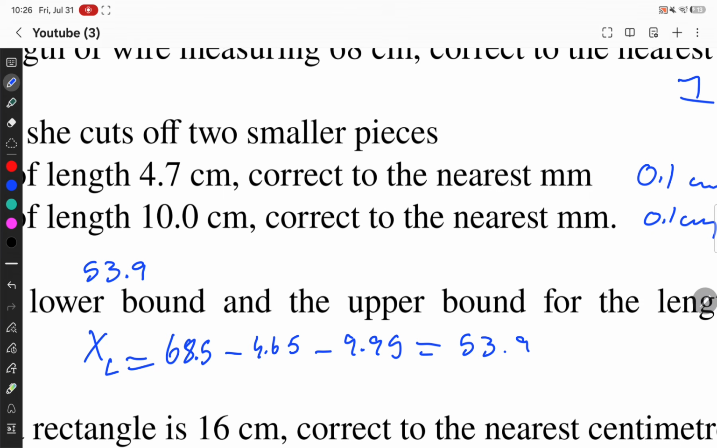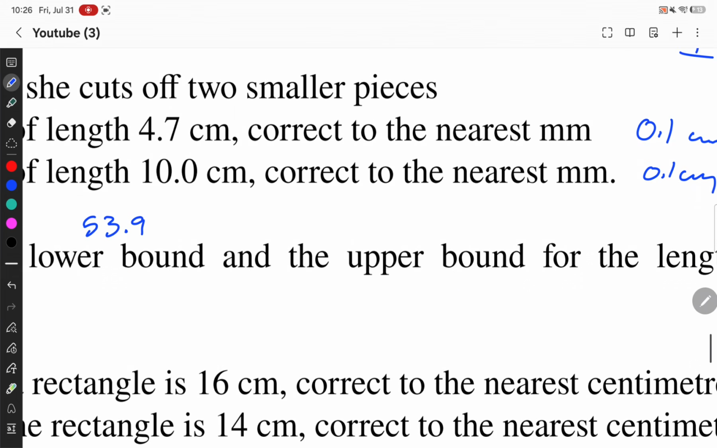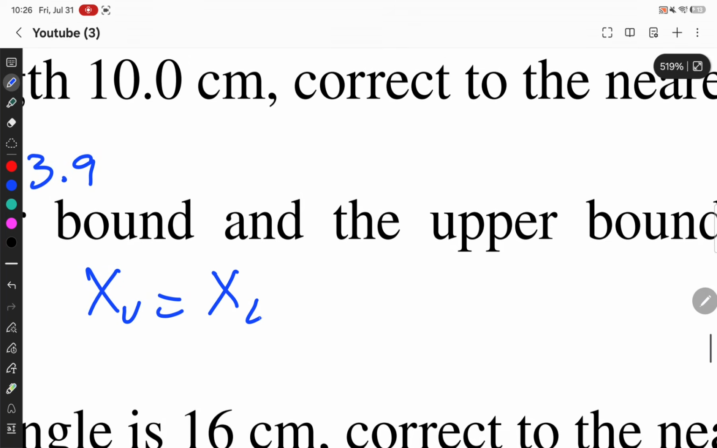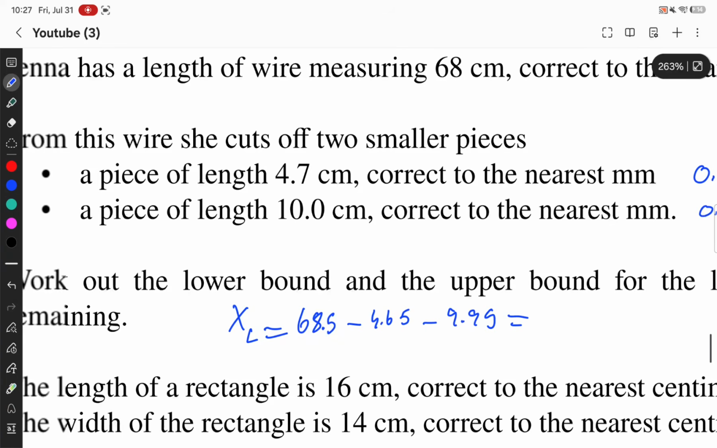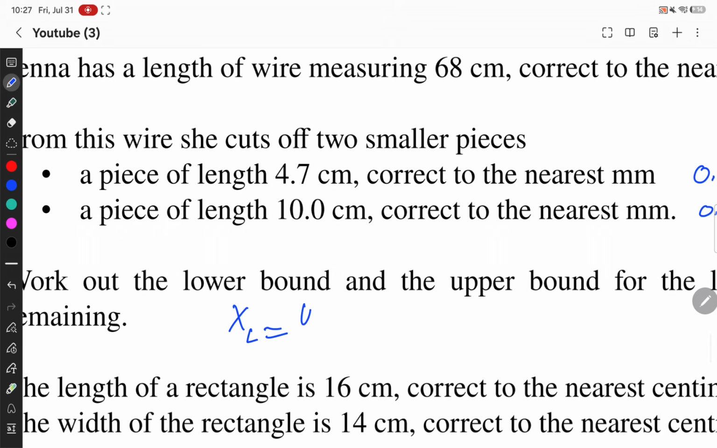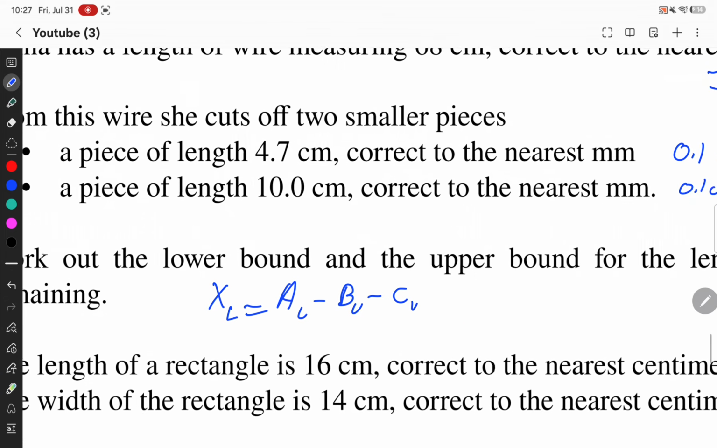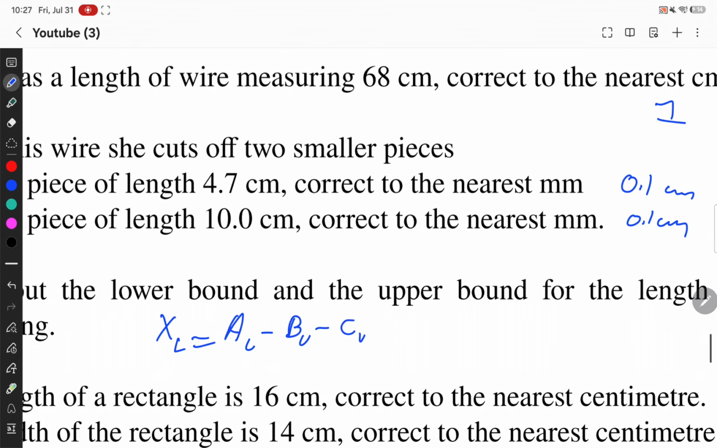Very simple. Now the upper bound. How do you find the upper bound? It's simple. X of u is equal to x of lower bound minus x of upper bound minus C of upper bound. Okay, I heard you guys screaming. This is wrong. The first bound is the same. Sorry. I was so confident.